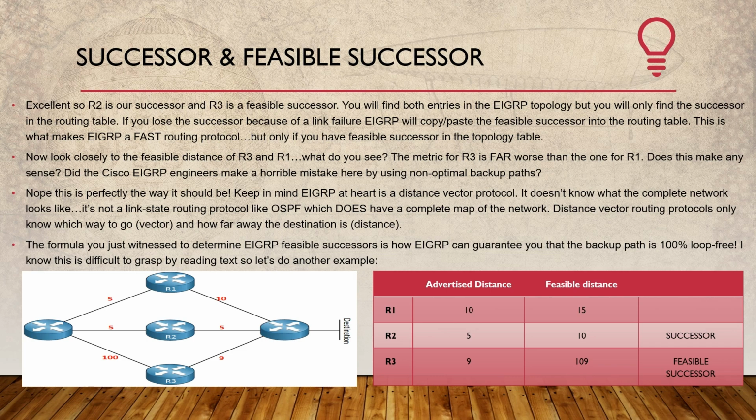You will find both the entries in the EIGRP topology, but you will only find the successor in the routing table. If we lose the successor because of any link failure, EIGRP will copy paste the feasible successor into the routing table. This is what makes EIGRP a fast routing protocol, but only if you have the feasible successor in the topology. In this case, we have the feasible successor and successor.